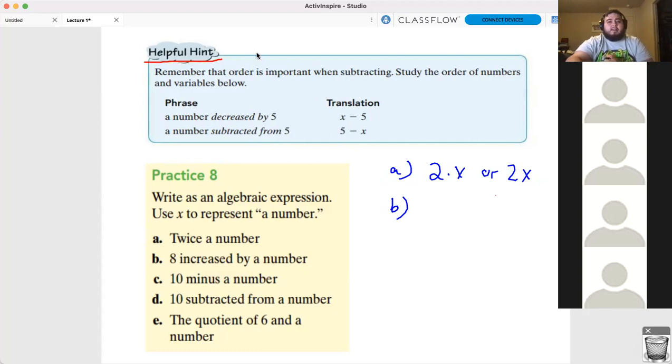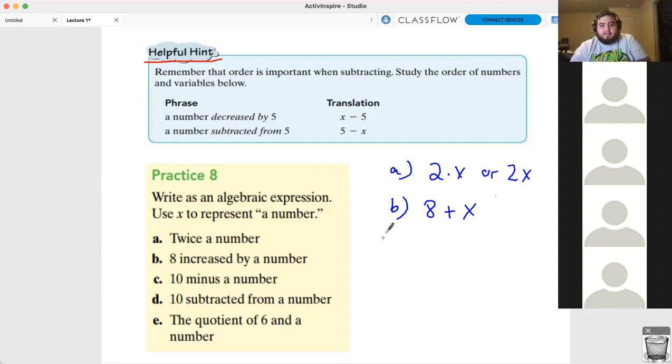Thank you, Miranda. We have 8 plus x. Does anyone agree or disagree with 8 plus x? Agree. Agree. Excellent. I also agree.